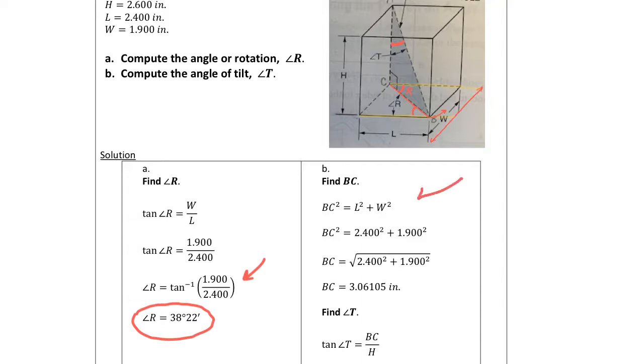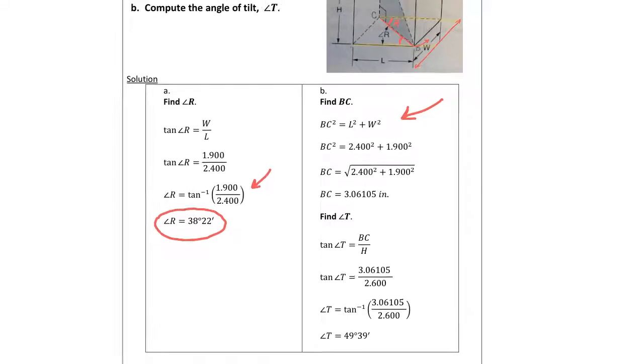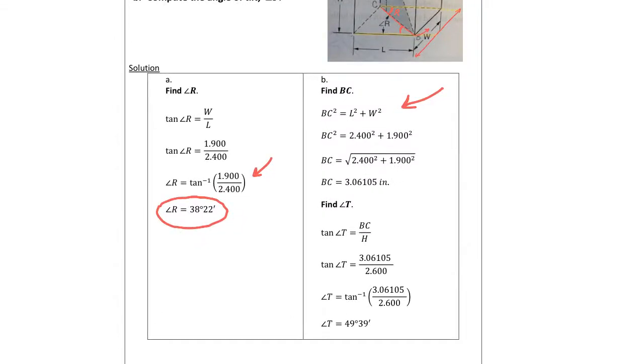So here to the right we have that BC squared equals L squared plus W squared. Replace L with 2.4 and W with 1.9. Then BC will be equal to the square root of 2.4 squared plus 1.9 squared. And here we get that BC equals 3.06105. Now let's find the angle of tilt.